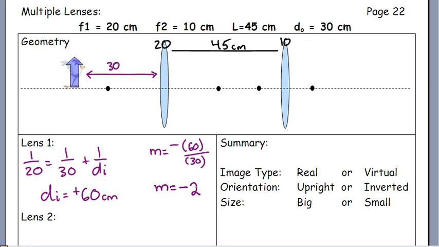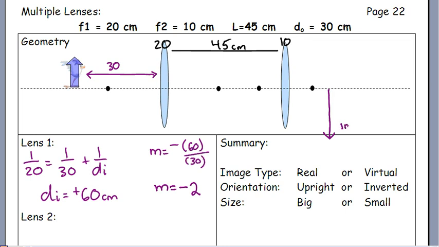All right, sounds good, until you start to try to figure out where this thing is. It's really big. It's twice as big. It's upside down, and it's got to be 60 centimeters after the first glass. Well, 60 centimeters after the first glass, hey, this is only 45. That puts it after lens number one. That would actually put it out here somewhere and really big.